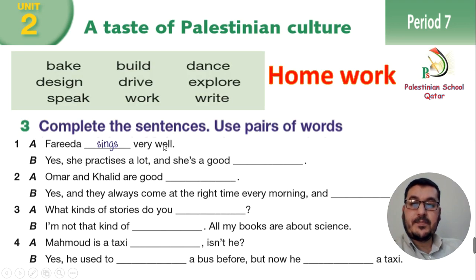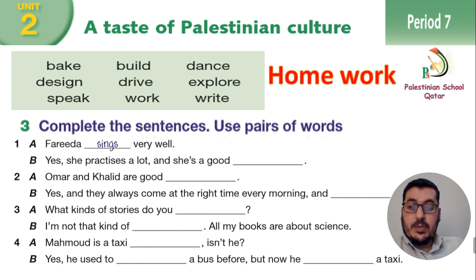Now, we have the words bake, build, dance, design, drive, explore, speak, work, and write. You need to put these words in the spaces here. Complete the sentences. Use pairs of words. And this is homework, everybody.